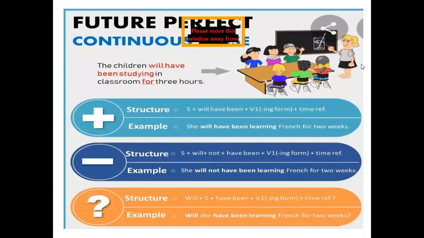Now we have the slide of future perfect continuous tense. The future perfect continuous tense is used to describe an ongoing action that will complete in future. It is used to express the ongoing nature of an action with regard to its continuation towards a point in future, and the action is assumed to be continued for a time, either specified or unspecified, in the future. For example, the children will have been studying in classroom for 3 hours.